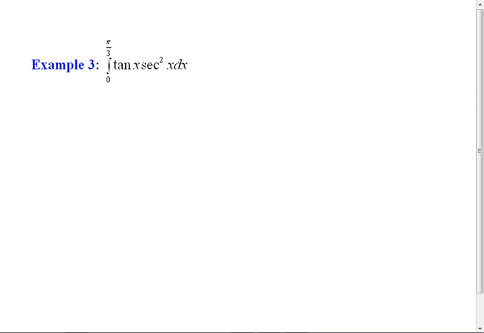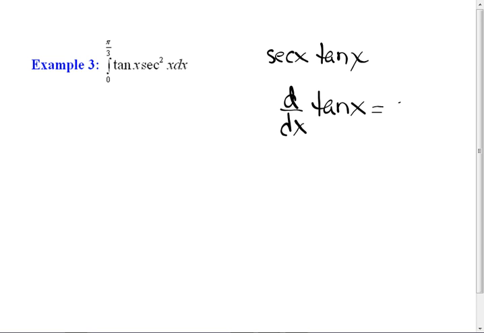Oh, that one I'm going to have to think about. How about this? I know secant of x, tangent of x. Does that help? Oh, I know what it is. Secant squared x is the derivative of tangent. So guess what? If this is my u, then that's my du. But here's the deal. 0 and pi over 3, are those u values or x values?